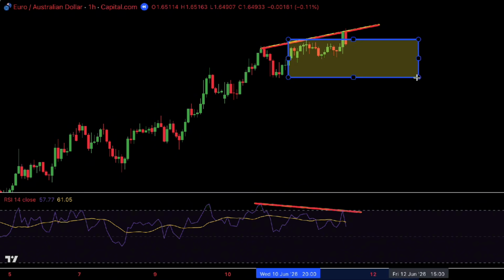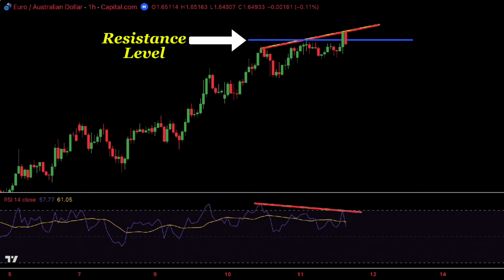Next, look at the resistance level. Price briefly breaks above the resistance, attracting breakout buyers and triggering the stop losses of short sellers. However, instead of continuing higher, the market quickly falls back below the resistance level. This is a classic liquidity sweep, showing that the breakout has failed and that sellers have regained control. At this point, we have two powerful factors lining up: a bearish RSI divergence followed by a liquidity sweep. Together, they create a high probability reversal setup.